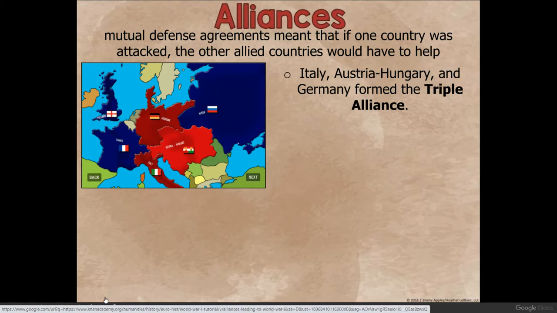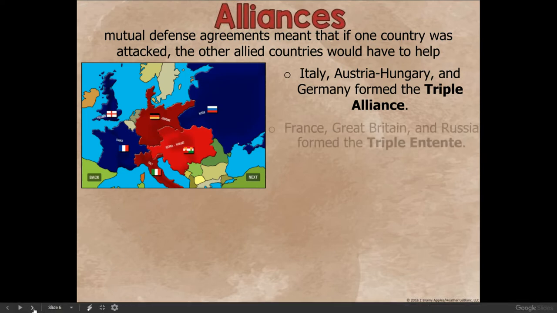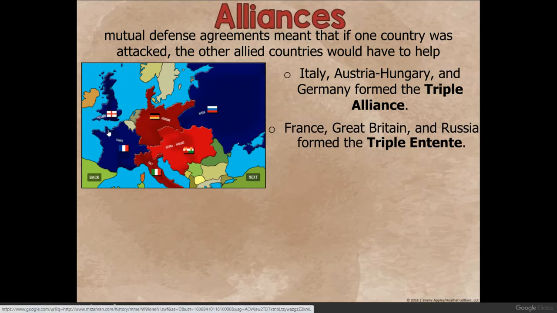Now, to counter that alliance, another alliance is formed, and that's called the Triple Entente. The Triple Entente included Great Britain right here, it included Russia right here, and it included France. Now, you can see that this is also strategic. Since the Triple Alliance controlled the middle part of Europe, the Triple Entente was controlling the exterior of Europe. So this was a way for these countries to check each other, to make sure that these countries here in the center weren't going to grow too powerful.